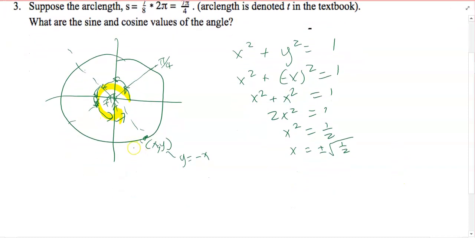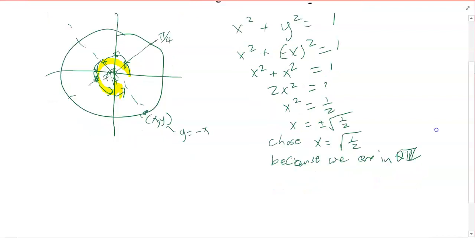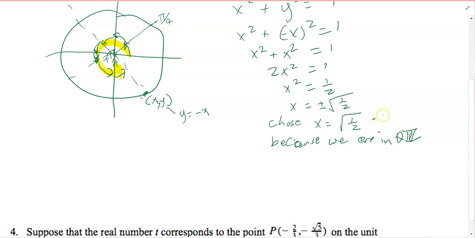But because we're in the fourth quadrant, the x is positive. So we choose x is equal to radical 1/2 because we're in Q4. Okay, if we want to rationalize this, let's go ahead and rationalize this. This is the same as 1 over radical 2. We rationalize by radical 2 over radical 2. That becomes root 2 over 2, right?